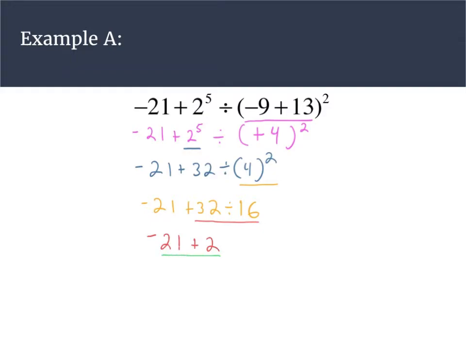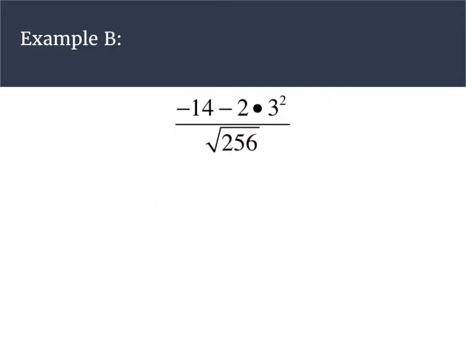I notice they have different signs, and negative 21 has the greater absolute value, so I know my answer is going to be negative. And 21 minus 2 gives me 19, so my answer is negative 19. I'm going to circle my answer so I can easily find it on either a test, a quiz, or classwork. That brings us to the end of this one, so let's take a look at the next example. So here we are in example B.